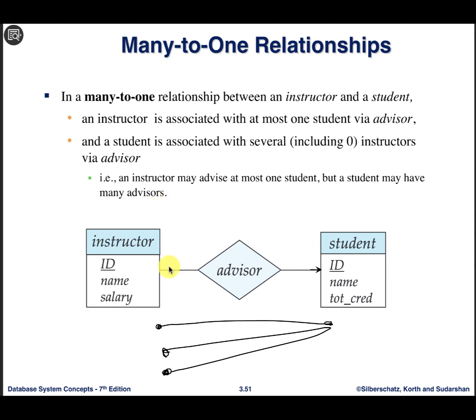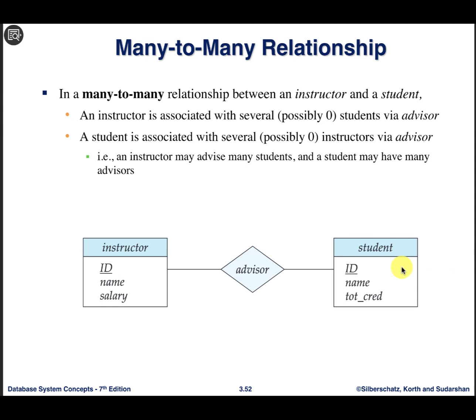Okay, so in this case, on the many side we have an undirected line, and on the one side we're going to use a directed line, or if you prefer, a single-headed arrow. Then we have the last one, which is many to many. In this case, the instructor can advise multiple students, and a student can be advised by multiple instructors, or have many advisors.